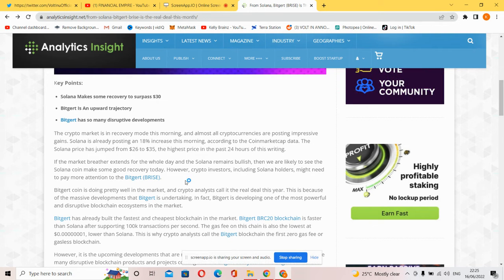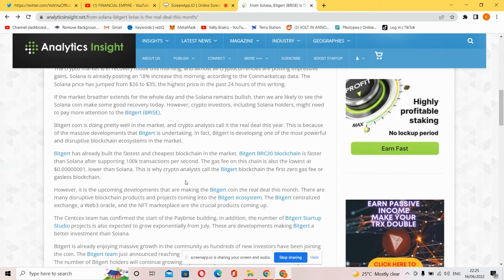However, crypto investors, including Solana holders, might still need to pay more attention to Bitgert Brise. Bitgert coin is doing pretty well in the market, and crypto analysts call it the real deal this year. This is because of the massive development Bitgert is undertaking. In fact, Bitgert is developing one of the most powerful and disruptive blockchain ecosystems in the market. Bitgert has already built the fastest and the cheapest blockchain in the market.